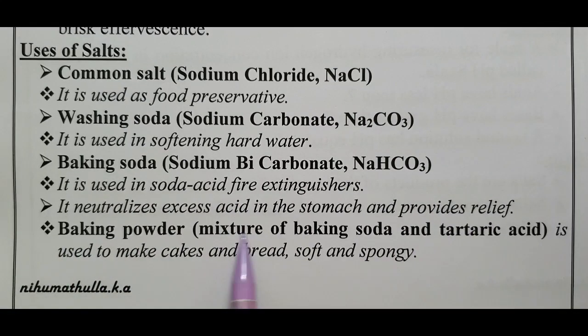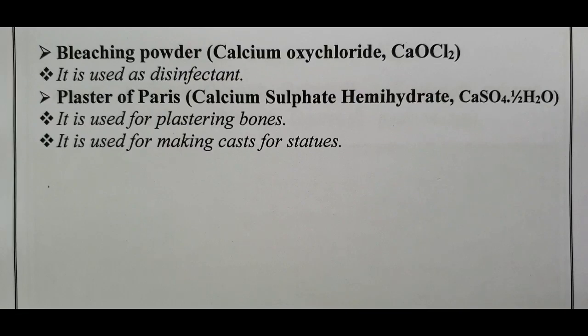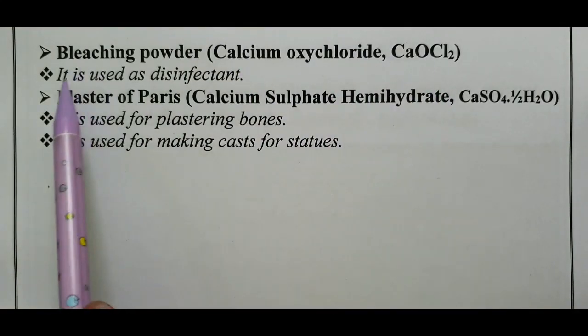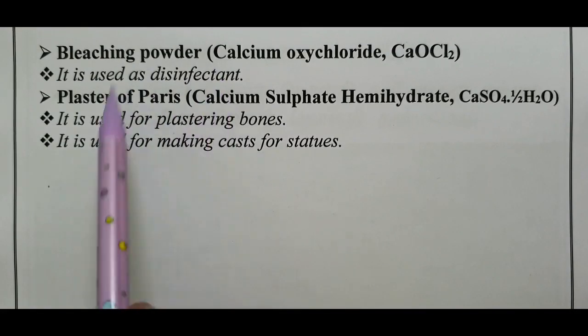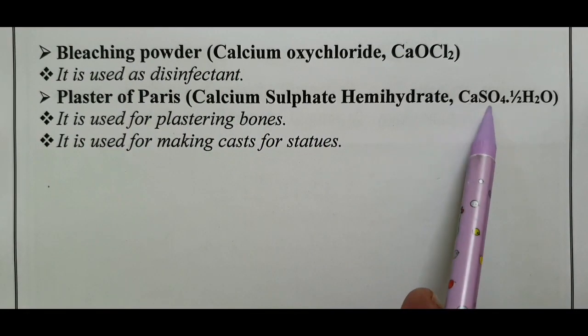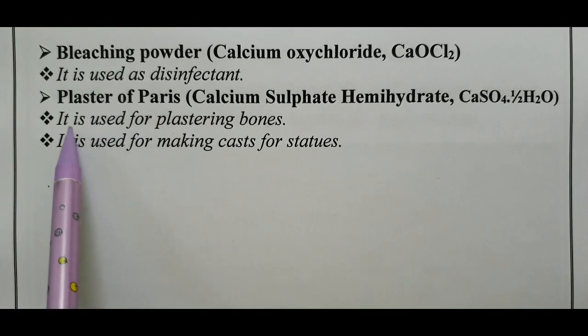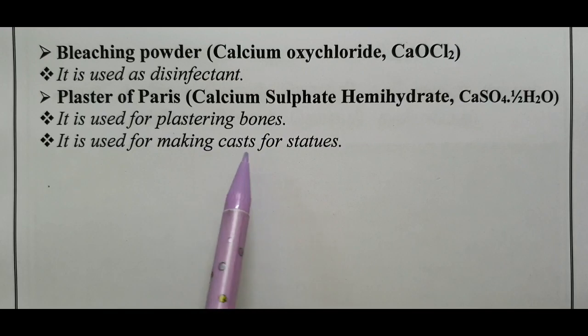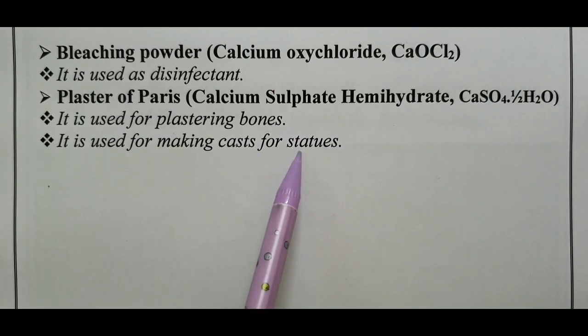Baking powder, a mixture of baking soda and tartaric acid, is used to make cakes and bread soft and spongy. Bleaching powder, calcium oxychloride, is used as a disinfectant. Plaster of Paris, calcium sulfate hemihydrate, CaSO4 half H2O, is used for plastering bones. It is also used for making casts for statues.